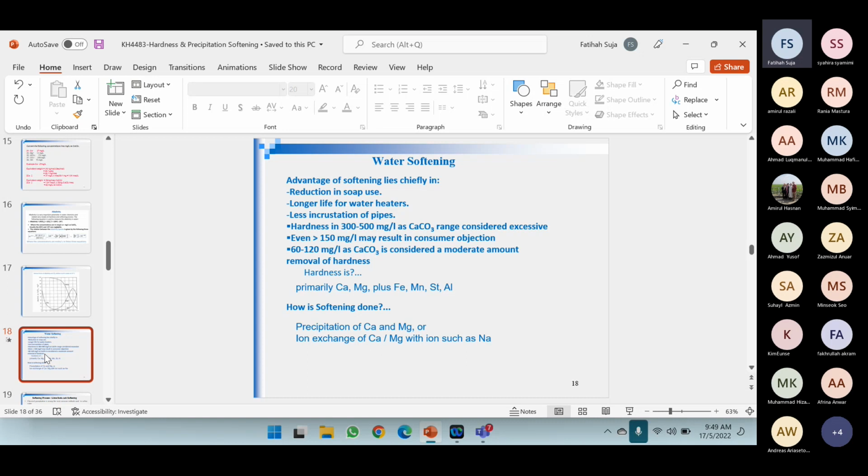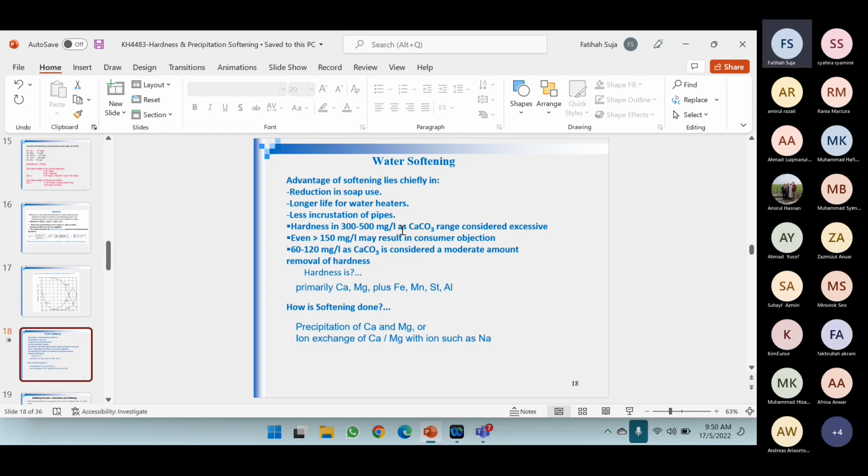Water softening. Okay, you have the hardness. So now for you to soften the water, what are the advantages of softening? First, you can reduce the soap use, longer life for water heaters, less incrustation of pipes, because you have seen what happens if you use hot water. Hardness in the range of 300 to 500 milligram per liter as calcium carbonate is considered excessive.